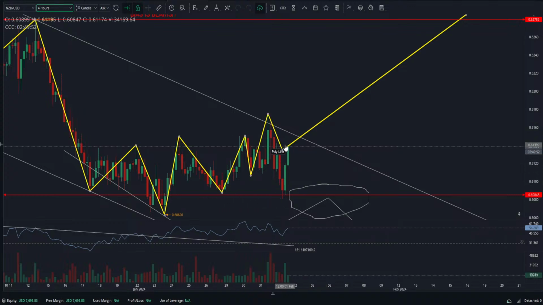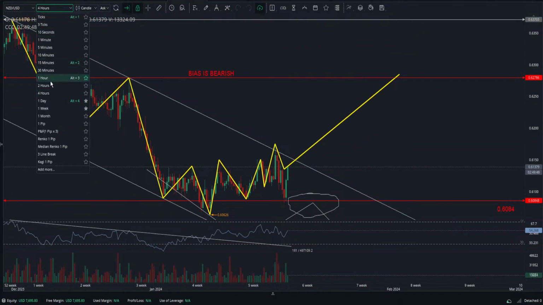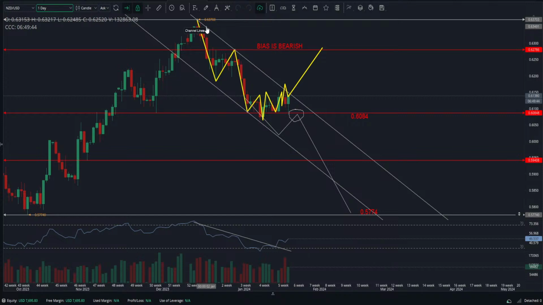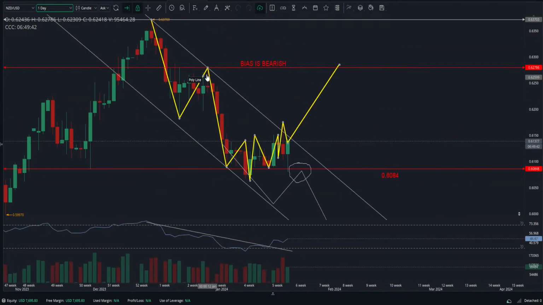So expect this price to break higher than this channel anytime soon and close a day higher. If that happens, I will become a buyer in this market. Okay, but right now the bias is bearish. Okay, here the bias was bearish. Now the bias has turned bullish.